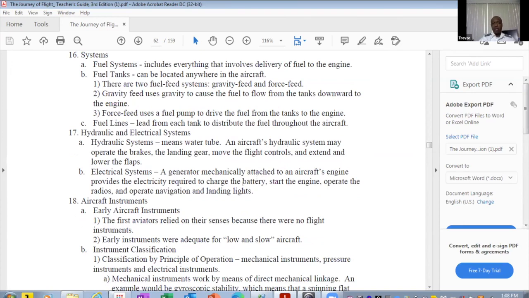An aircraft hydraulic system may operate the brakes, it operates the landing gear, it moves the flight controls. For larger jets, it uses hydraulic systems. For smaller aircraft, it uses cables to operate those control surfaces, like the flaps and so on. Some aircraft use electric motors to extend flaps and retract flaps. Electric systems generate a mechanical attached to an aircraft engine, provides the electricity required to charge.